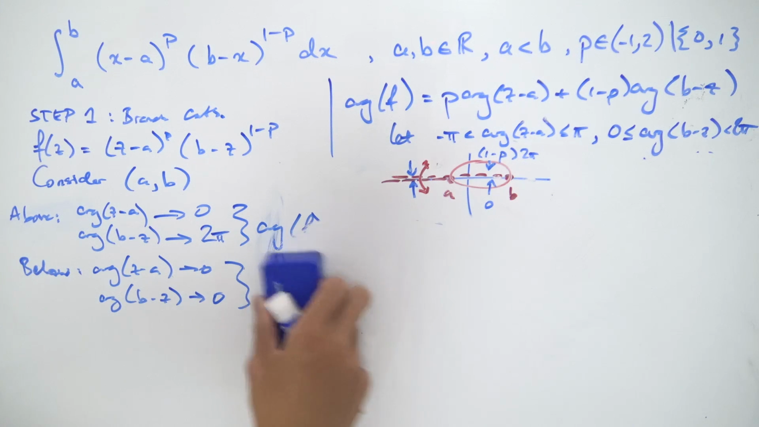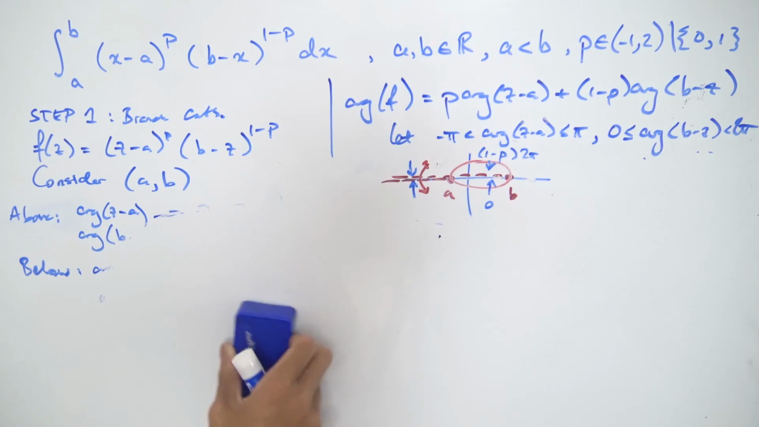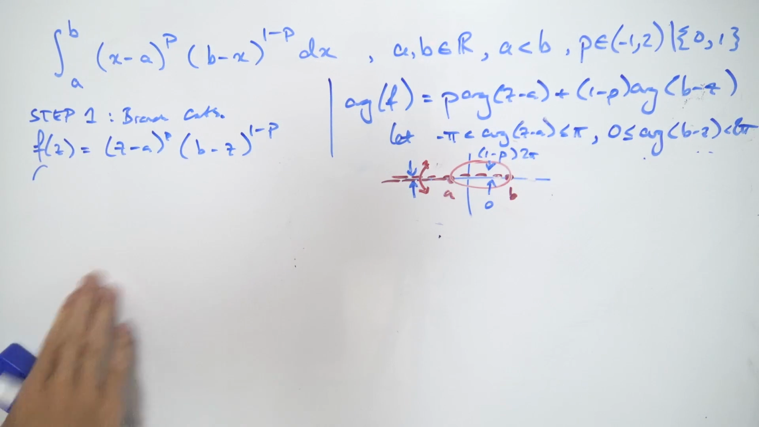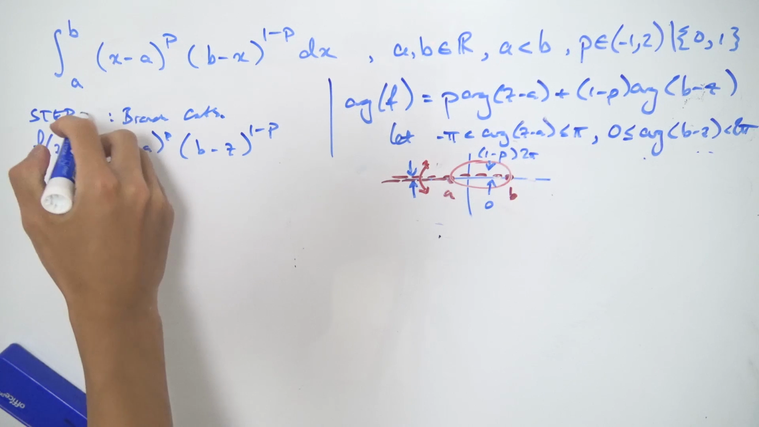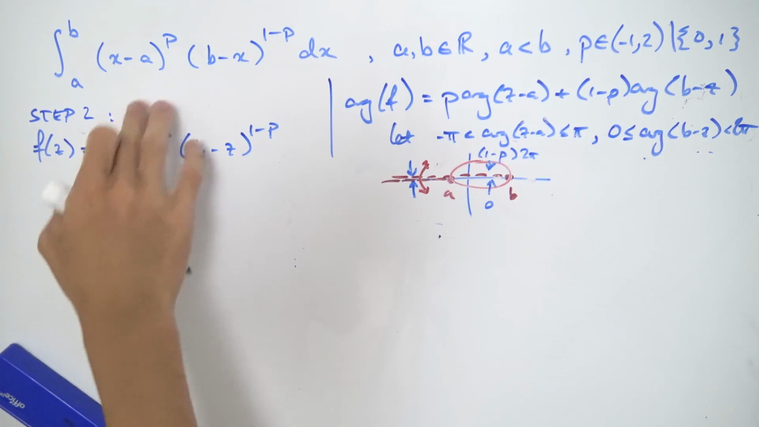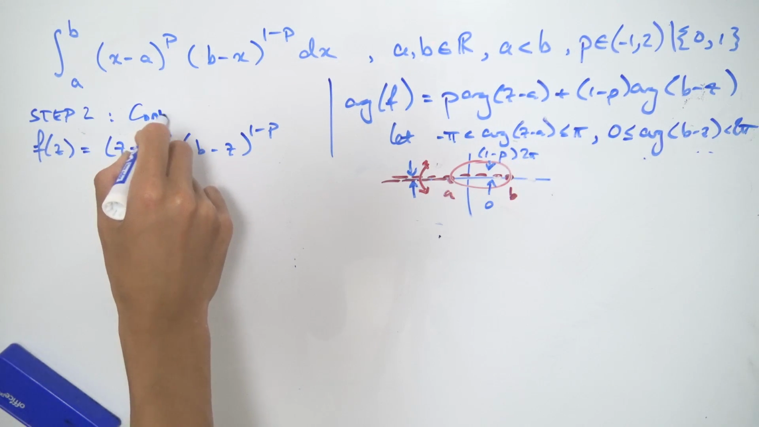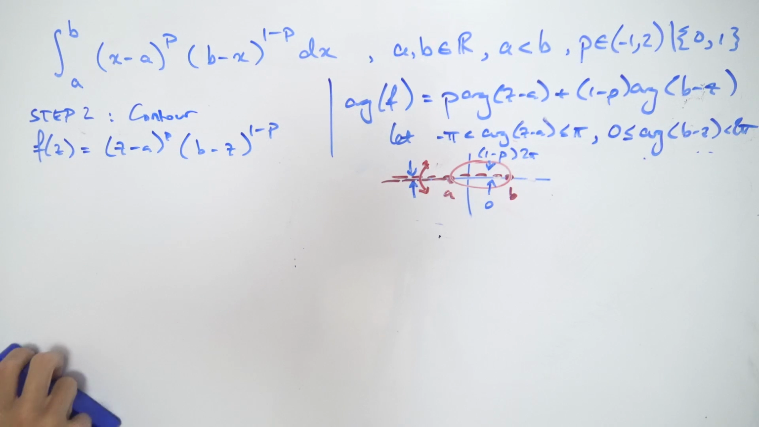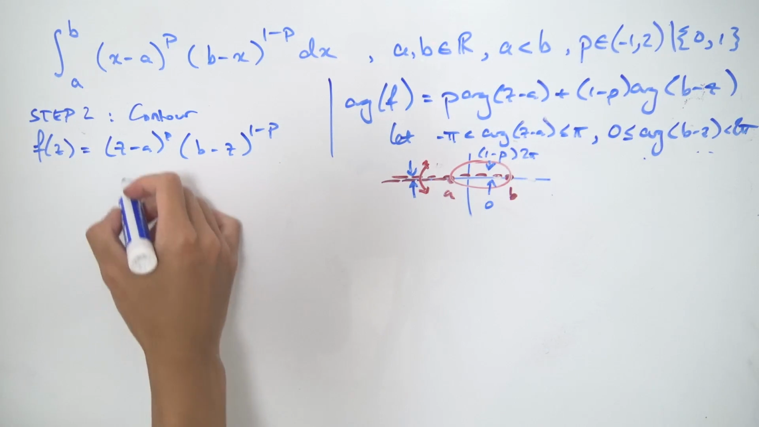Right, so we're basically done with this step 1, which is the branch cuts. Let's now do step 2. And step 2 is just going to be constructing the contour we're going to be integrating around. We already know we're using the Dogbone contour, so it's nothing too special.